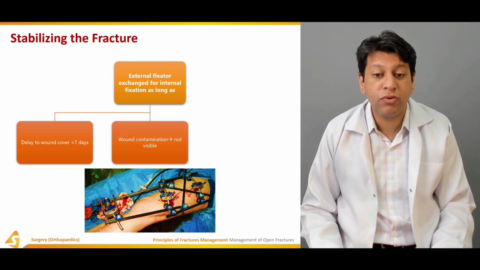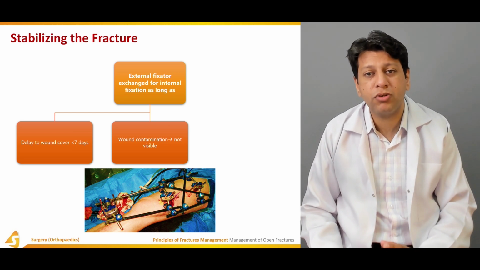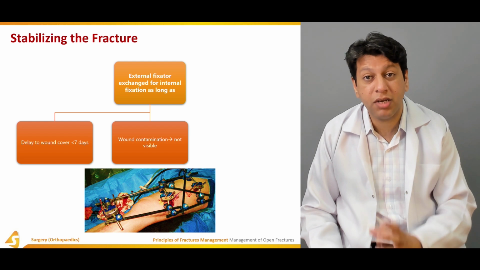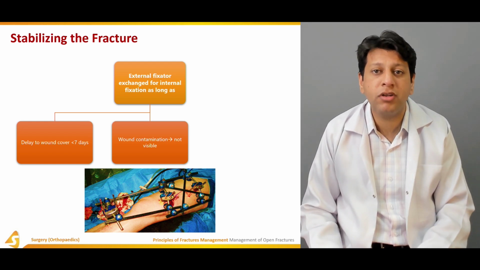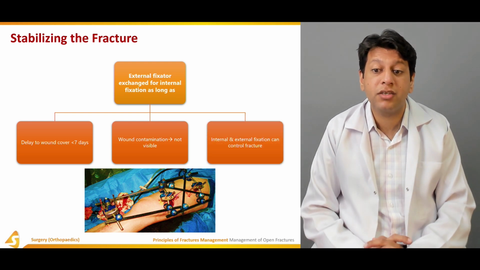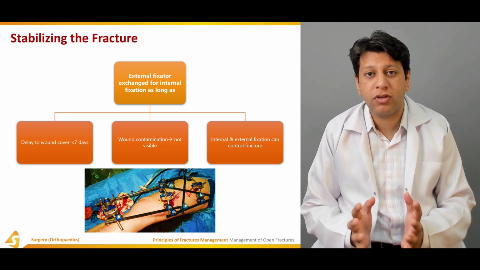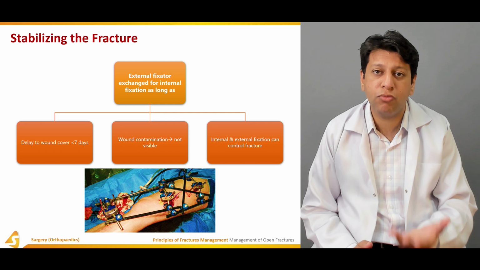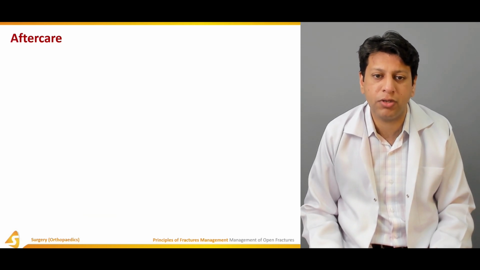If contamination of the wound is still visible, then we stabilize initially with external fixators, because internal fixation in a contaminated wound would be disastrous. The nail or plate would definitely get infected and it will not serve our purpose. Then external fixation can control the fracture, because once the wound is covered, we can move from the external fixator to secondary internal fixation as well.